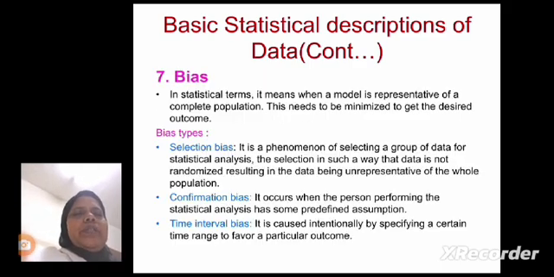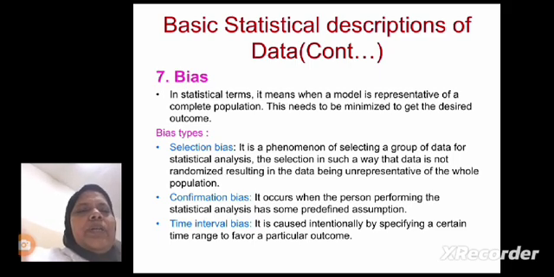Last is bias. In statistical terms, it means when a model is not representative of the complete population, this needs to be minimized to get the desired outcome. There are three types of bias: selection, confirmation, and time interval bias.